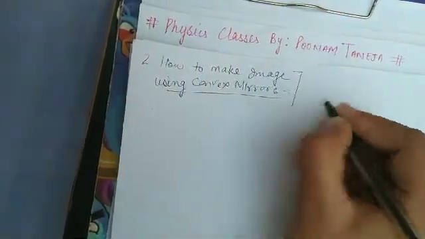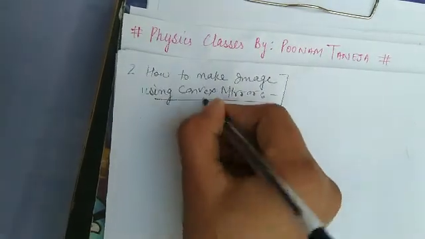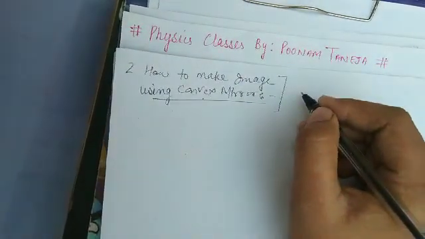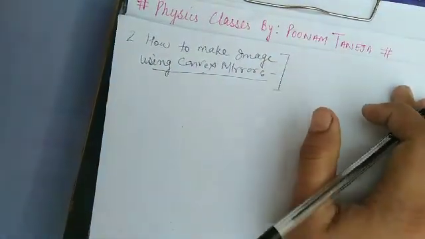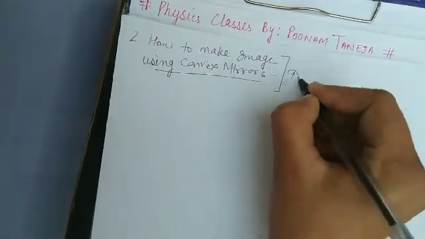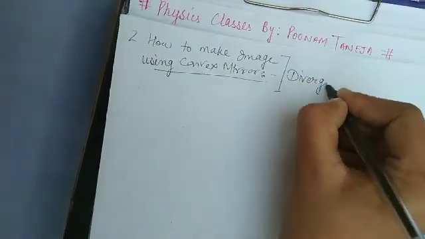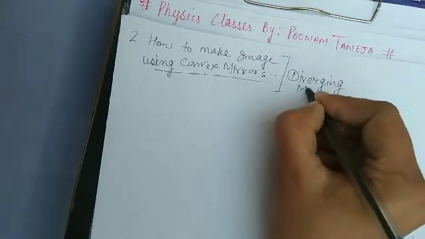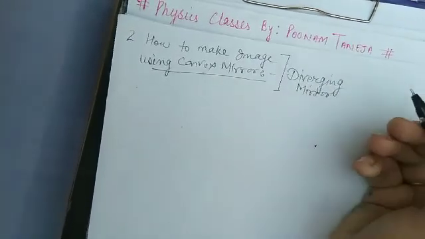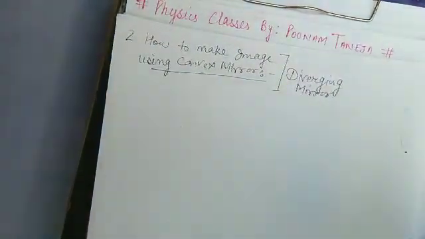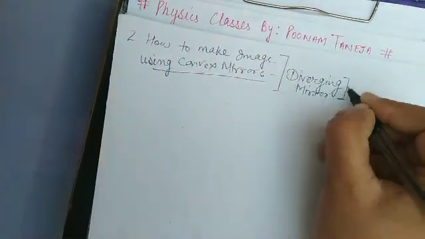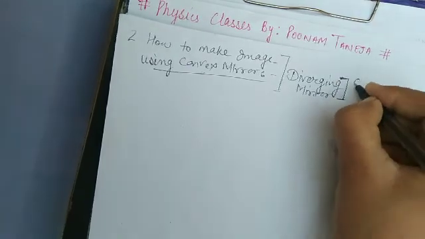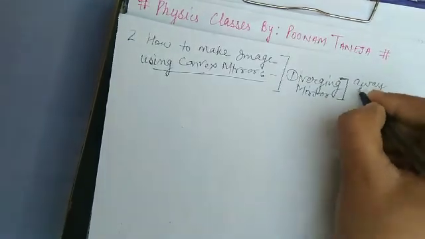Firstly, we have to deal with its nature. As I told you in the previous video, in the case of a concave mirror the nature was converging, but in the case of a convex mirror the nature is diverging. So the nature is a diverging mirror. Rays after reflection from the mirror will not move towards the principal axis. They will move away from the principal axis.